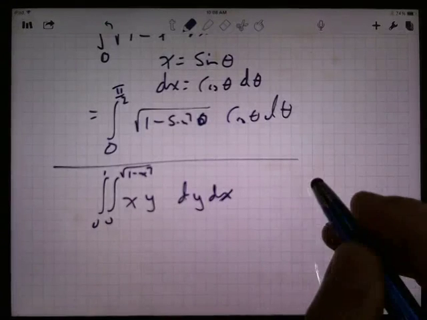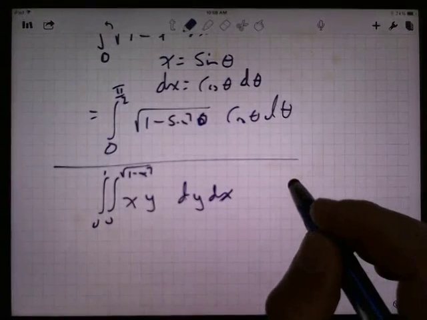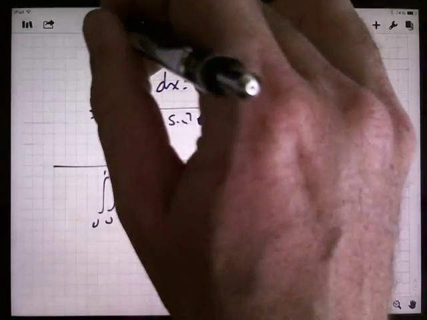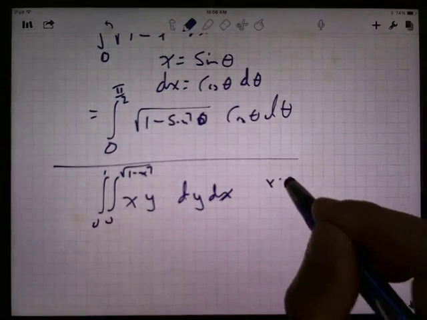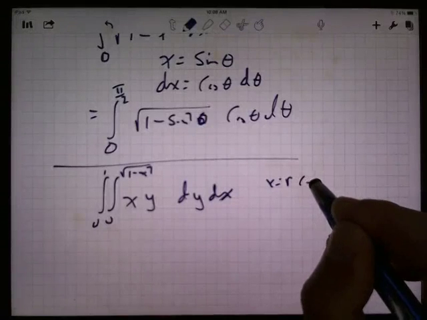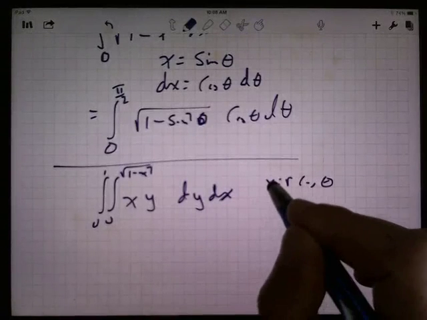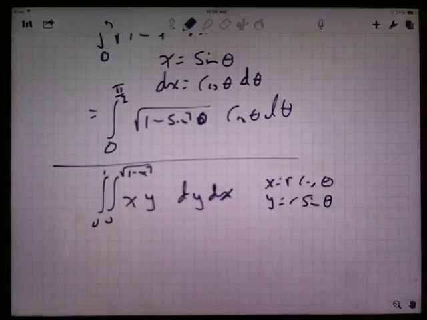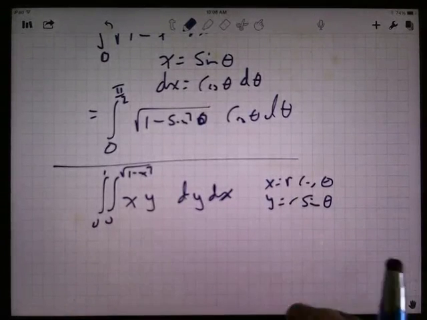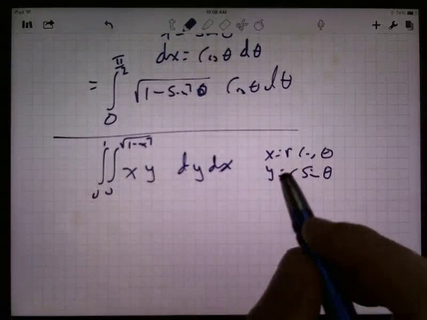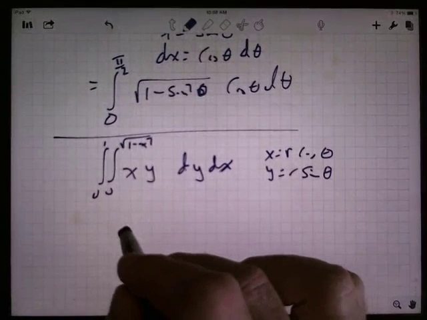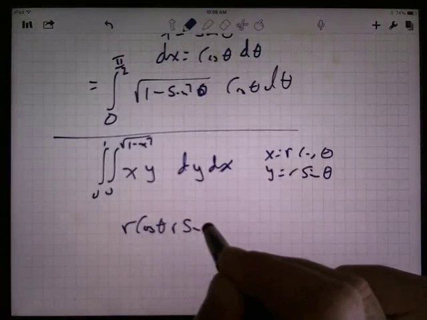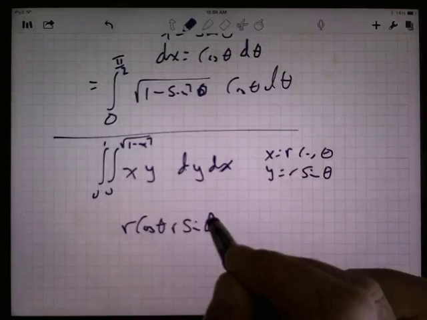And so I have this change of variables here where x is equal to r cos theta, and y is equal to r sine theta, and I make my substitution here, and there's three things I have to do. I got to change the function. This is now r cos theta times r sine theta, not phi.